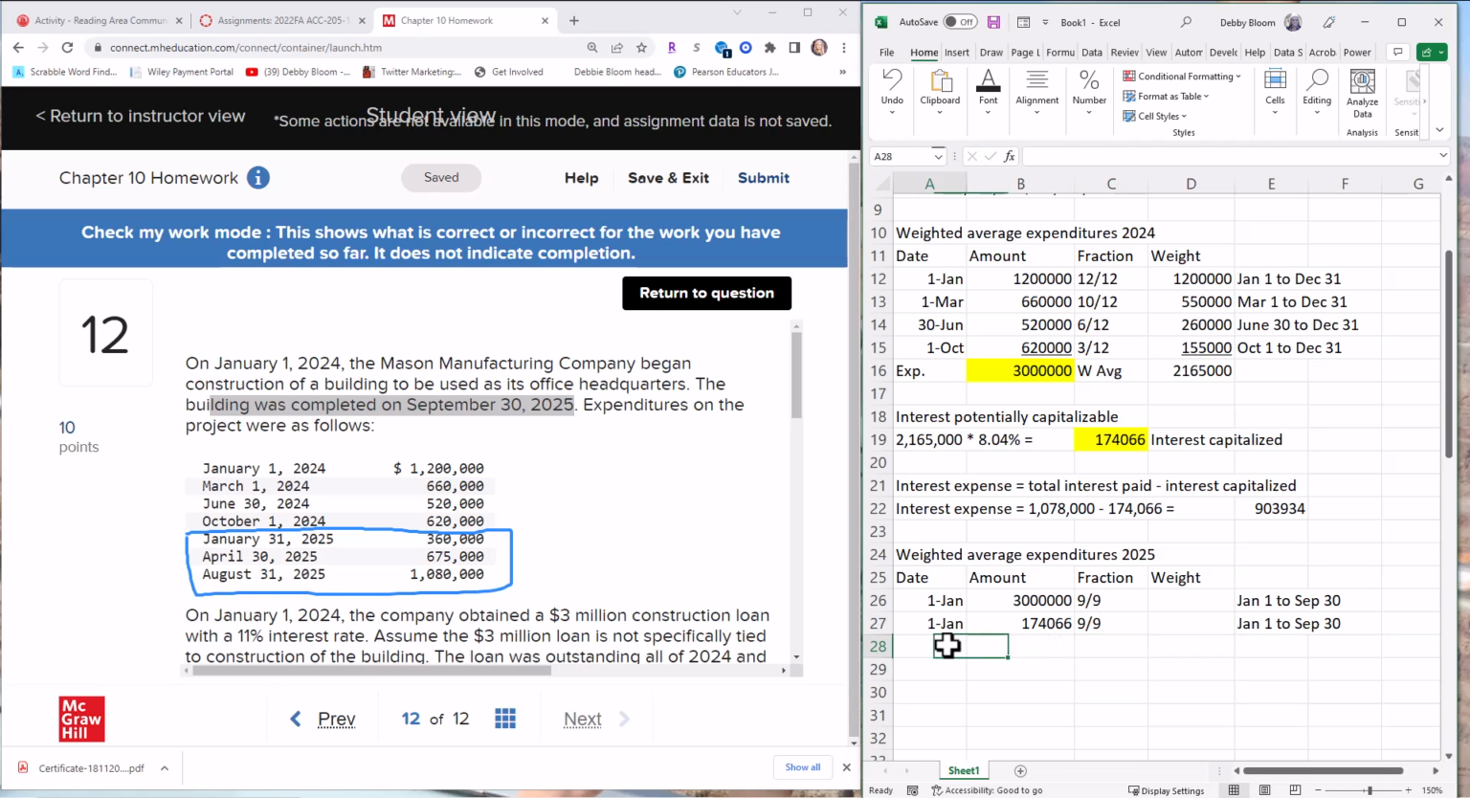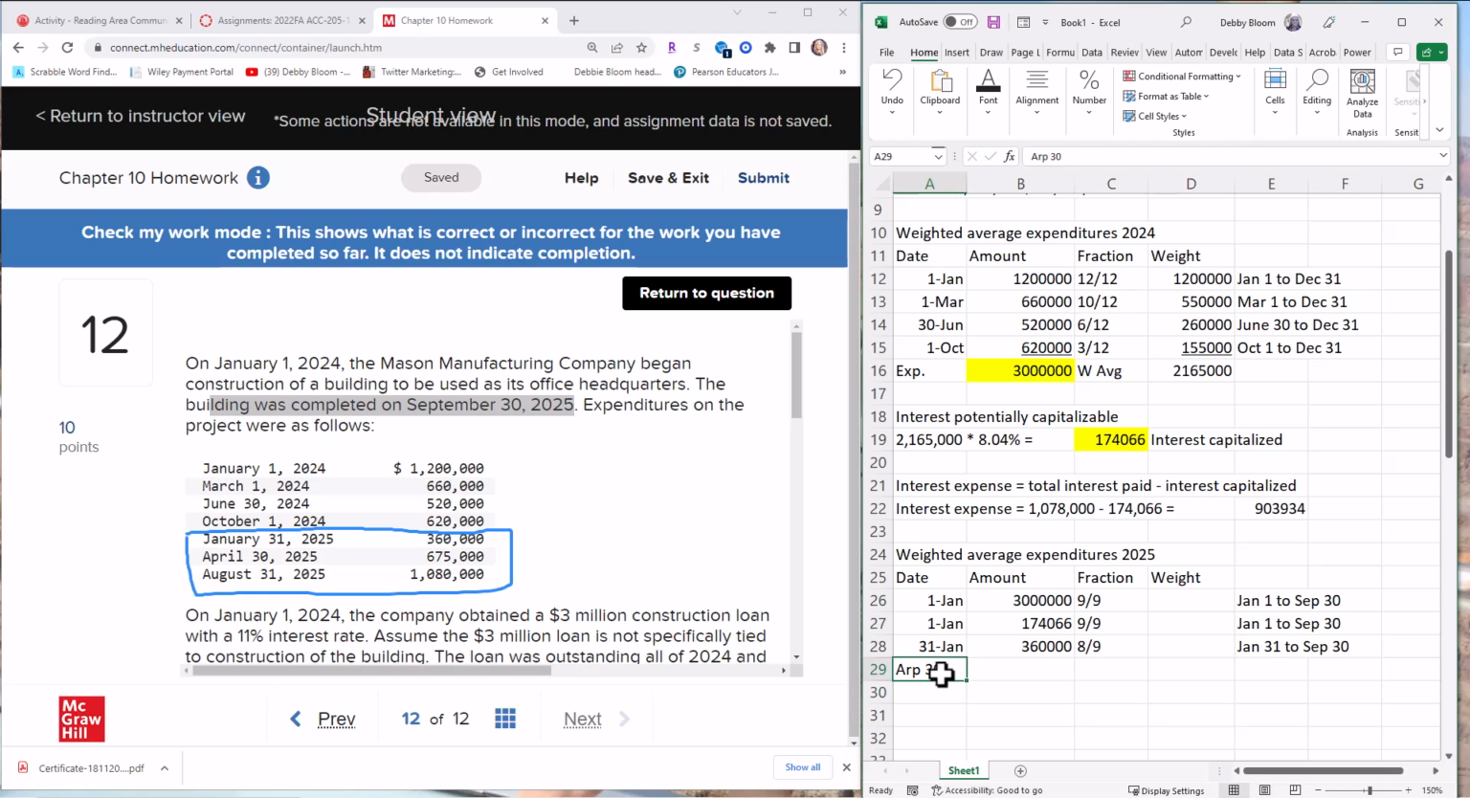Then we move on to our final three expenditures. January 31st, we spent $360,000. We count the number of months from January 31st to September 30th. That one looks like it's going to be 8 months, so that one will get a fraction of 8/9. Next, we're going to look at April 30th.